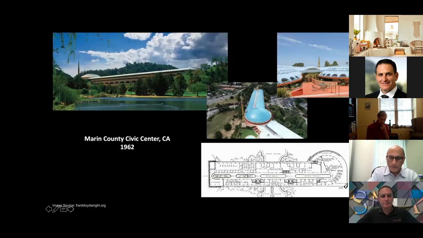The Marin County Civic Center was designed by Wright, but the initial construction actually didn't start until 1960, after his death. But it was supervised by his protege, Aaron Green. And the center was Wright's largest public project, and it included a whole campus of different buildings.